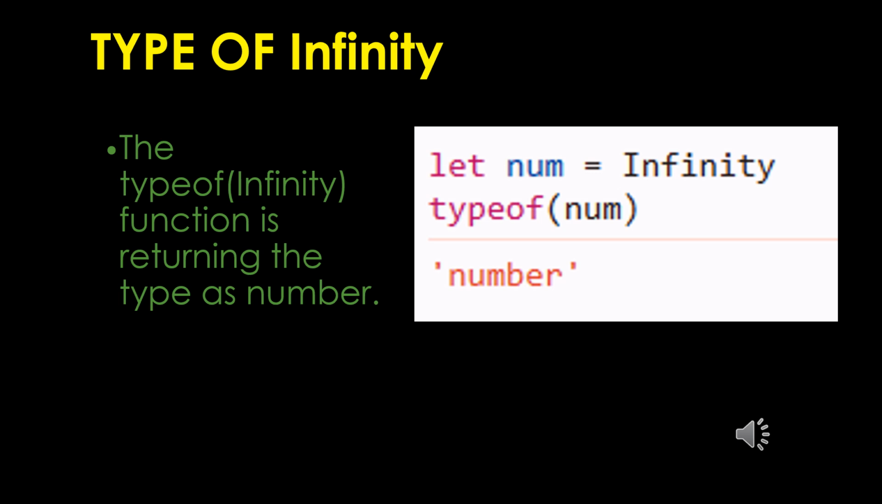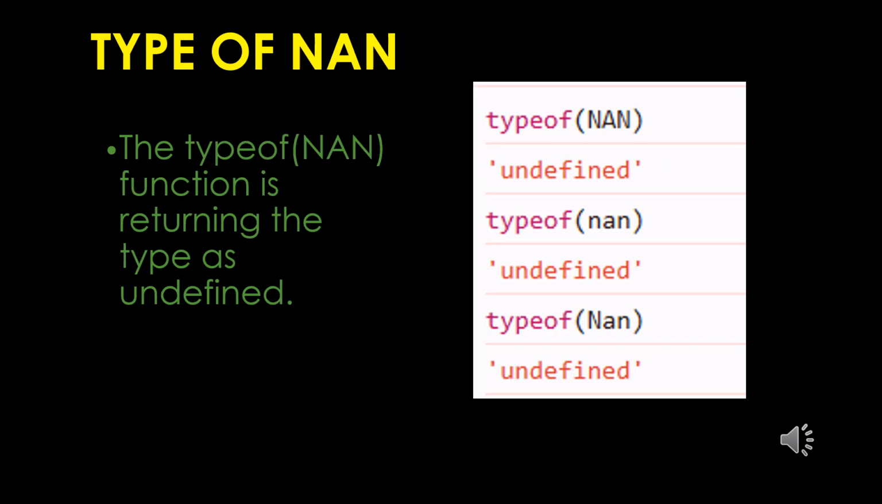Typeof Infinity. So you all know that we can store the variable Infinity in the number data type, and that will be printed as number when you check the typeof. Typeof NaN, not a number. So typeof NaN will be returned as number. In any format we have given, it will be the same.